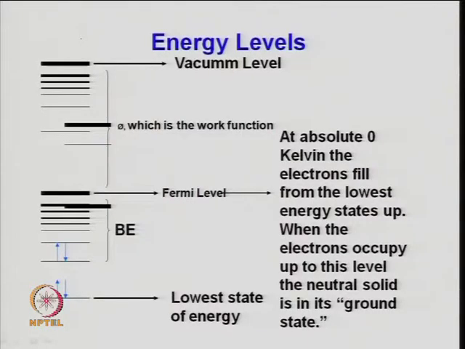So, the same discussion that has been made is shown here now. This is your vacuum level, and this is your lowest energy state. What we are talking about are the cores, the core electron, and this is the work function which we have defined. This is your Fermi level. This is your work function, phi: vacuum level minus Fermi level, and this is the binding energy.